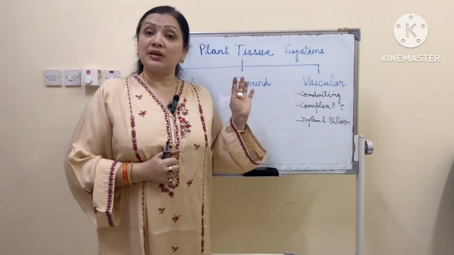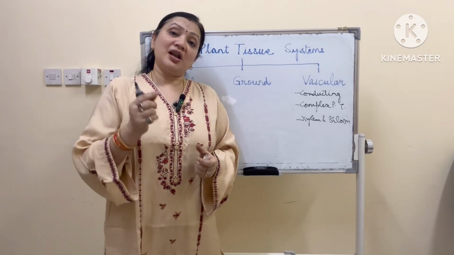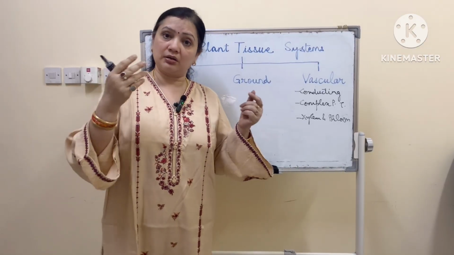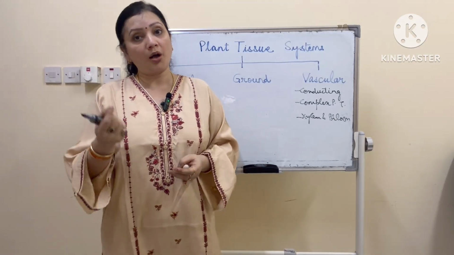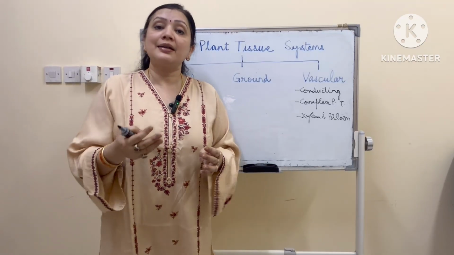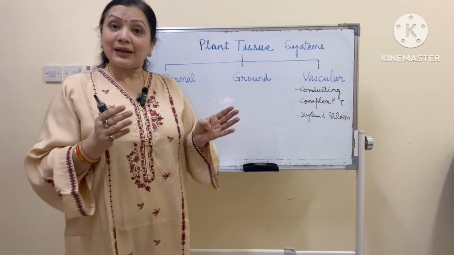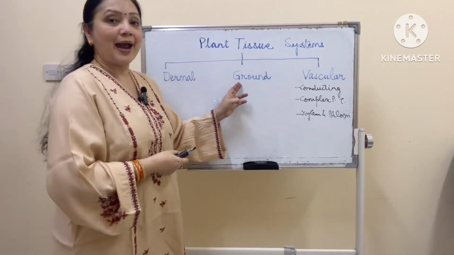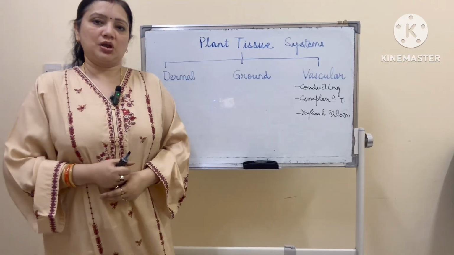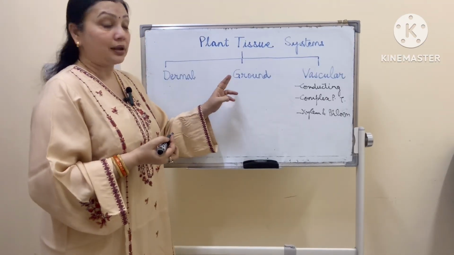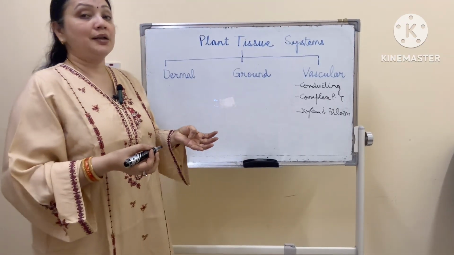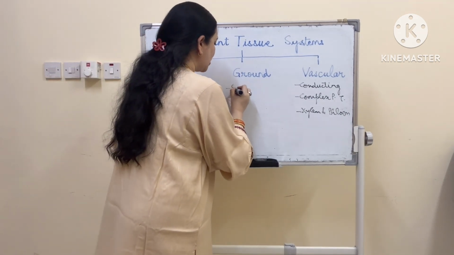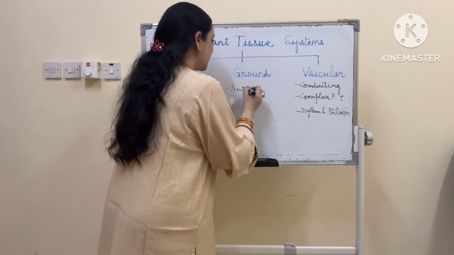Then we studied about simple permanent tissue, where the cells were of one type, single type, whether there was a thickening in the cell wall or the corners were thickened or the entire cell wall was thickened. Now that tissue is making up most of the body of the plant. That is a part of ground tissue, and because it is supporting the plant, it is giving strength to the plant, this tissue is also known as supporting tissue.